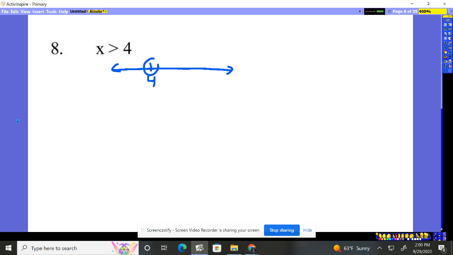Here it is at 4. It doesn't include it because it doesn't have an or equal to, and it's all X is bigger. So this guy is starting at 4 and it's going forever. So it's going to infinity. Infinity will always get a parenthesis. The 4, because it did not include it, gets a parenthesis. And there it is in interval notation.